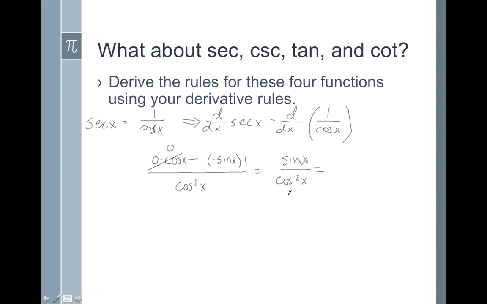Now, technically, we could kind of leave it like that, but most of us don't. We have a sine over cosine. Sine over cosine is tangent. And we have another cosine in the denominator, so it's secant. So the derivative of secant of x is tangent times secant. I'll list these in just a moment, but right now we're going to go through all four of these.